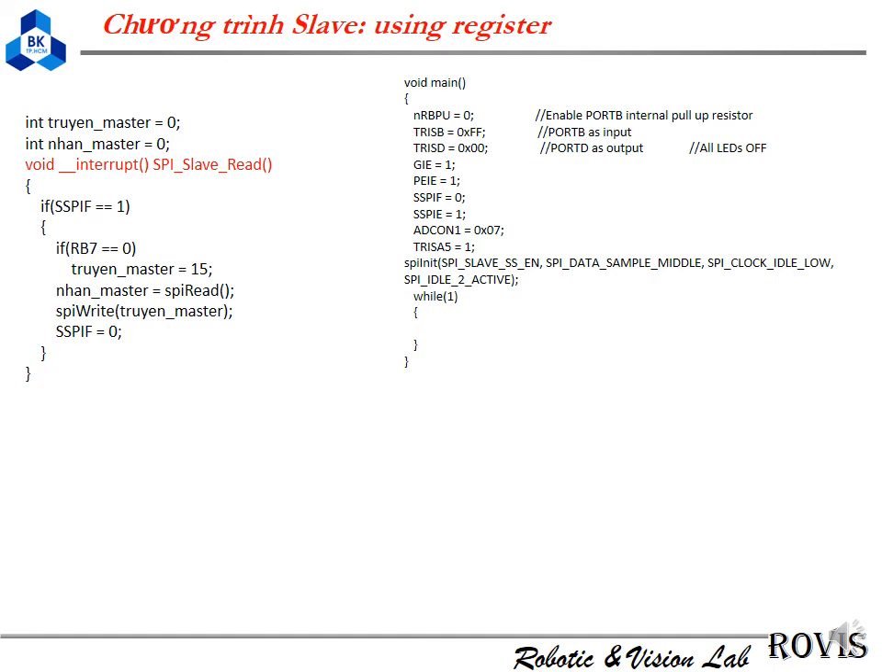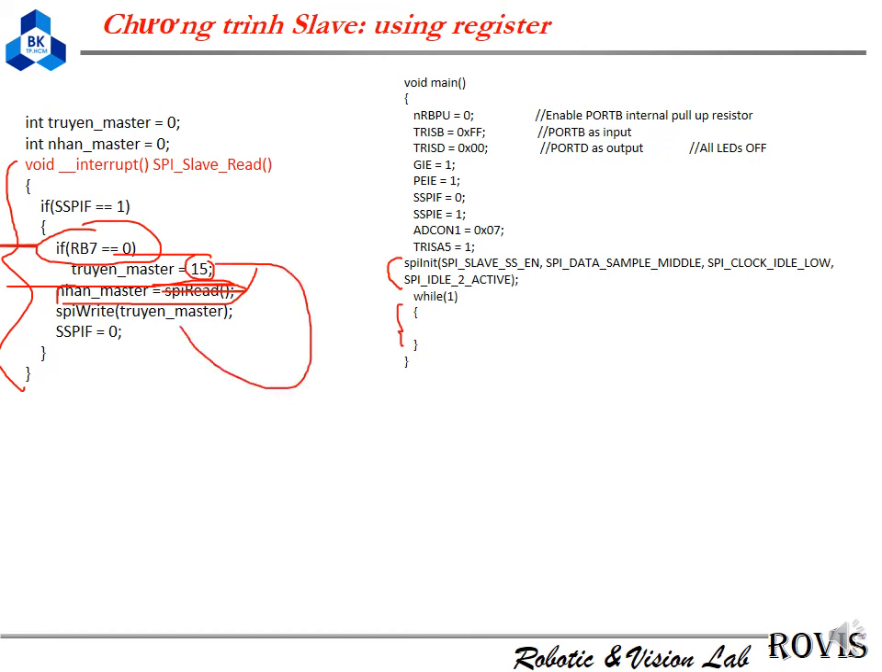And this is the code in the slave. The code in the slave is also very simple. Just configure for the slave here, SPI init here, and then wait. And when they have the interrupt, if we click the button, we will give the number 15 to the SSP buffer. And then we read first. We read the number from the master, and then we give the 15 to the SPI write to transmit to the master again.